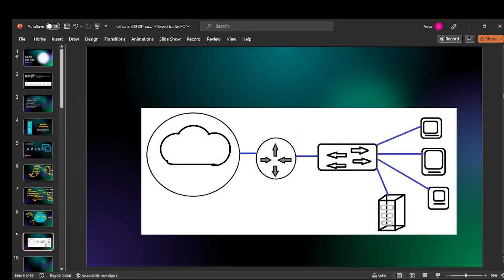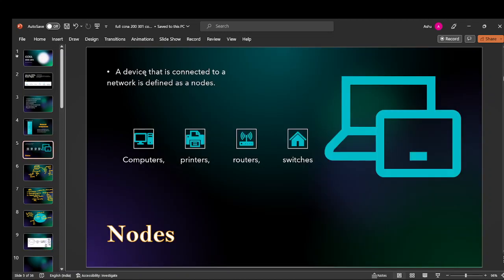These are intermediate devices because they connect to transmit the data. We can use end devices here and end devices here. Clear? So we can say this is the nodes. I think you are able to differentiate between nodes and network components, and you are able to define the nodes. A device that is connected to a network is defined as a node: computers, printers, routers, switches. Clear? Everything comes in.